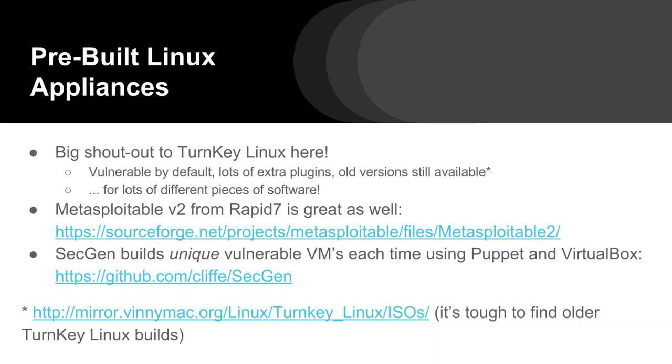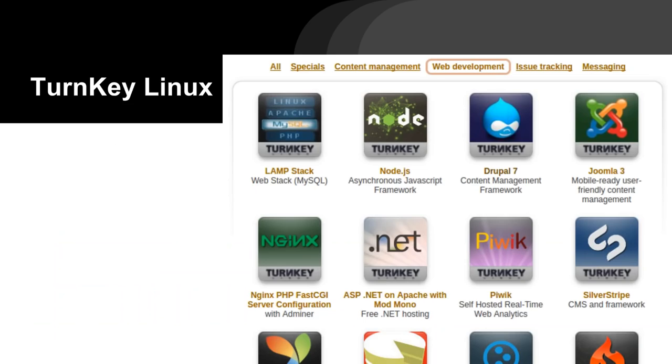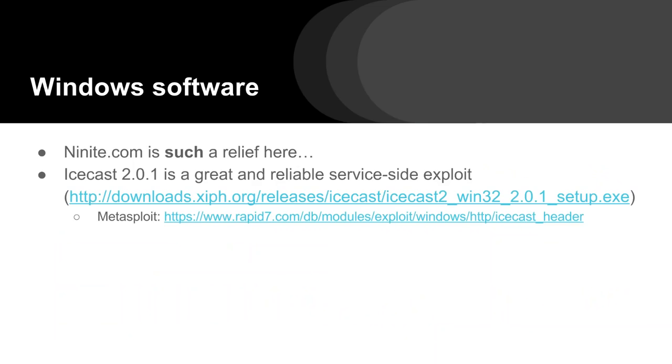Most of the mirrors tend to drop those older versions, but before this presentation started, I double-checked that the mirror I have up on screen, the mirror.vinimac.org, still has those older TurnKey Linux builds for you to download, because those tend to be more exploitable, which is nice for our home lab. All right. We have the TurnKey Linux slide.